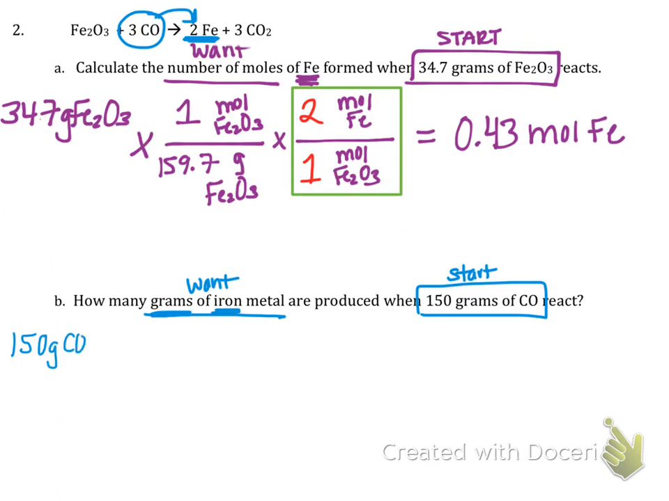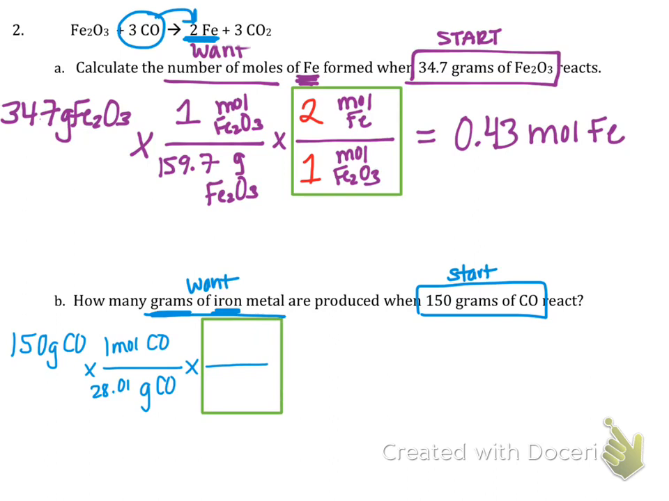All right, so let's start with 150 grams of carbon monoxide. I have to get rid of the grams of carbon monoxide, because I can't use my recipe in grams. If you add carbon and oxygen, you should get 28.01. So one of those compounds weighs that much. Then you're going to multiply by the ratio found in your recipe. So you use the numbers from your recipe exactly one time, and they must be in the same fraction. So the numbers I want to use are the 2 and the 3. What I want is iron. So the number 2 has to go on top. So 2 moles of iron for every 3 moles of carbon monoxide.